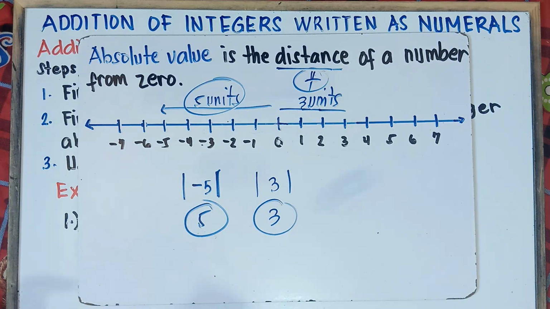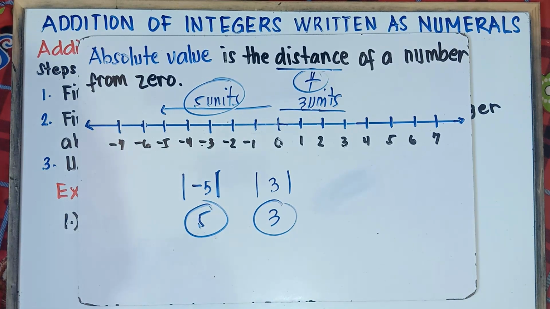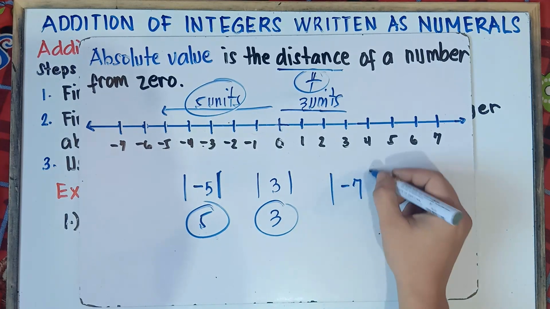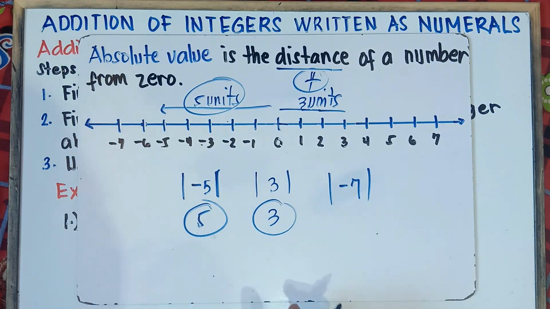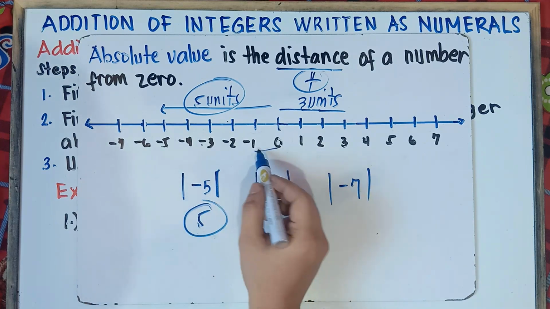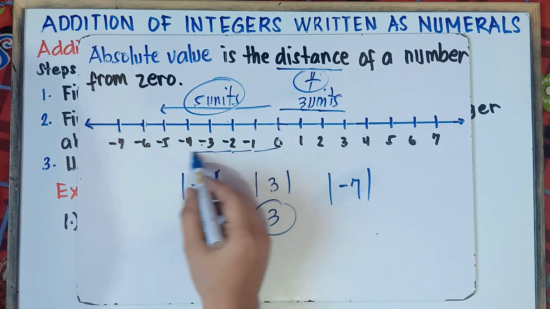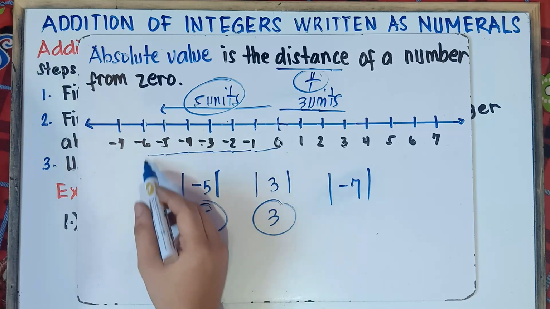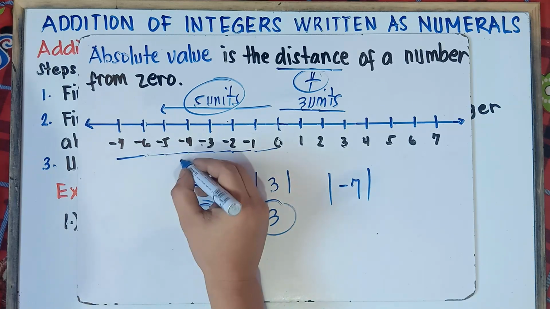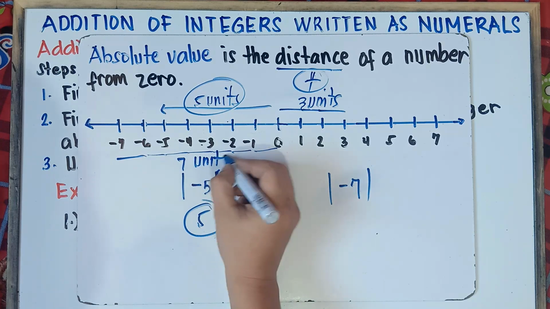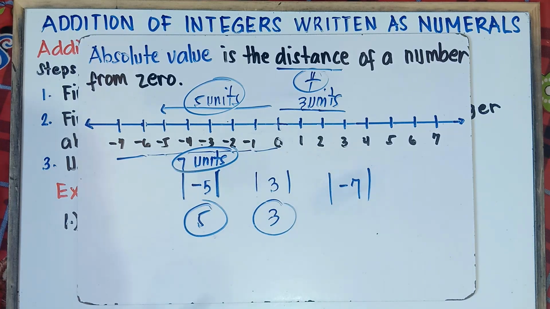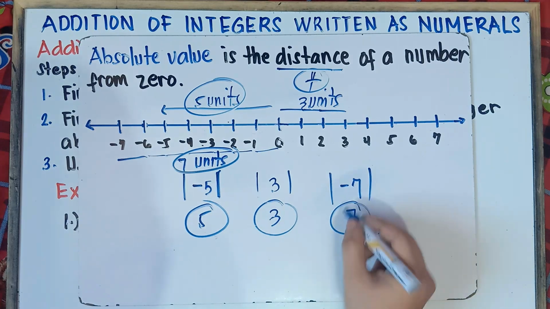Alright, so let me give you one last example, class. What would be the absolute value of negative 7? Let's check the distance from 0 to 7. 1, 2, 3, 4, 5, 6, 7. So the distance is 7 units. Therefore, class, the absolute value of negative 7, the answer is positive 7.